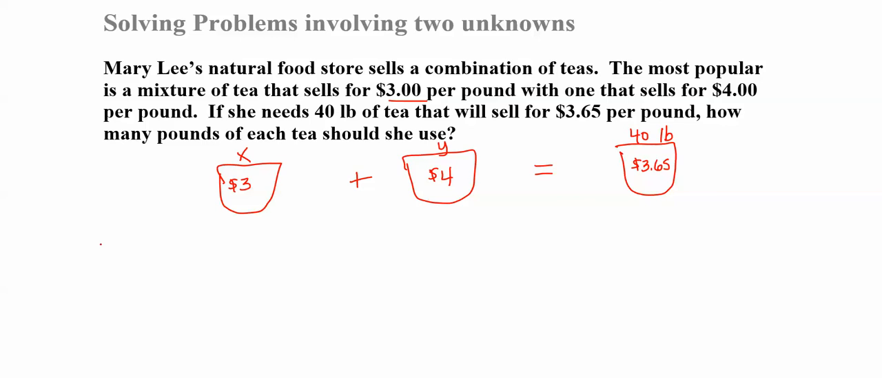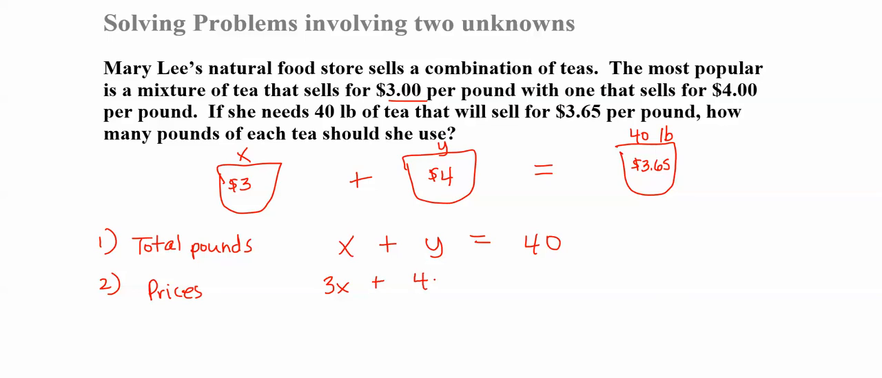Okay, so let's set up our two equations. First, we're going to do total pounds. So it's just like with the money, you do total cost. With the mixture, you do total pounds, total ounces, whatever you're mixing together. This is just regular X plus regular Y equals total pounds 40. Then in the second equation, if you have percentages, you're going to put that there. Here we have prices or costs, so we're going to put the prices in. And you can just look at this first equation and fill in with your prices. So 3x plus 4y equals 3.65 times 40.